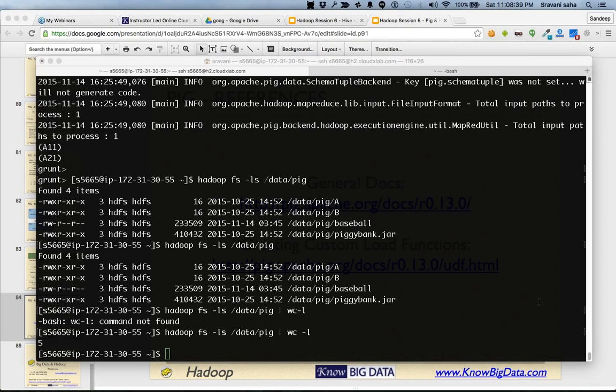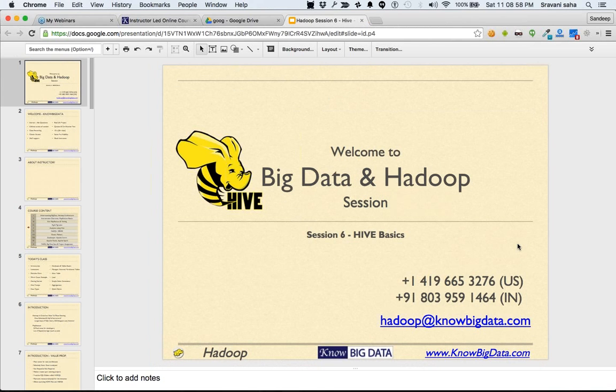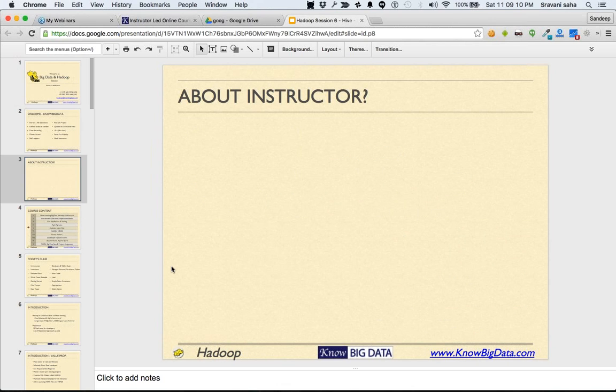I'm reading Sushant's question. I mean to say, if we can save intermediate data into structured data for further analysis. Yes, we can do that. All right, so that was our discussion on Pig.